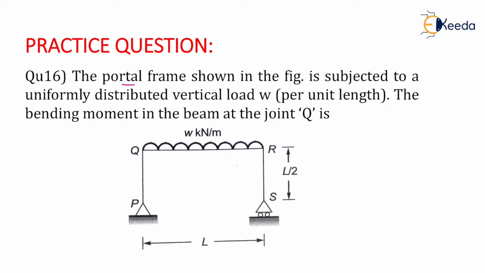The question is written as: the portal frame shown in the figure is subjected to a uniformly distributed vertical load W per unit length, which is shown here. Now we need to find the bending moment in the beam at the joint Q. Now we need to determine the bending moment at joint Q.